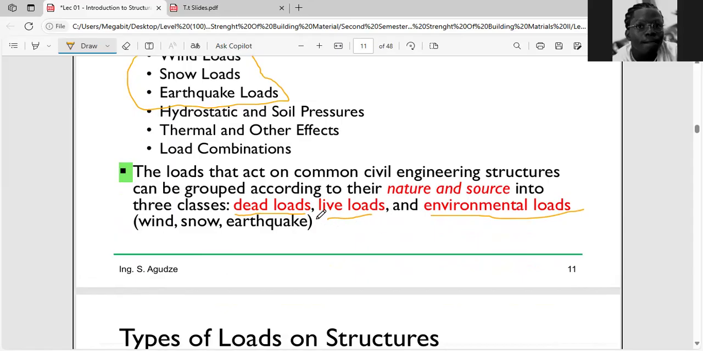The dead loads are the components that are attached to the building itself that are not movable. An example of a dead load is the roof on the building. You can imagine the amount of load that a building with a heavy roof is carrying. It's not easy at all. And the live loads are the human beings and the movable objects. And these environmental loads we are talking about are the wind, snow, and earthquake load.